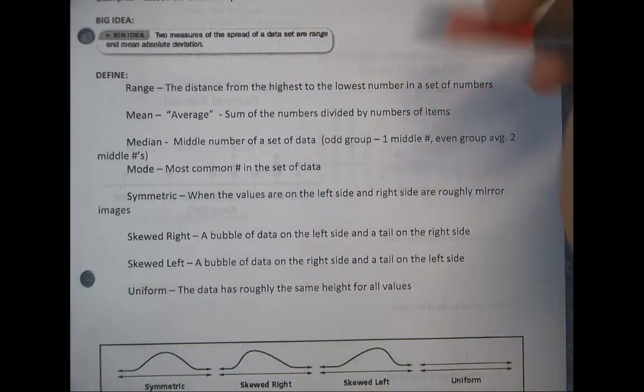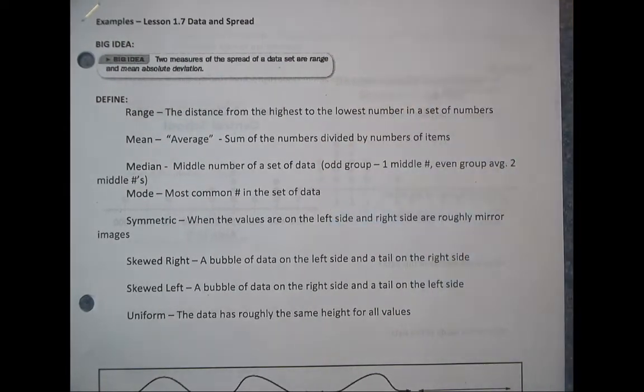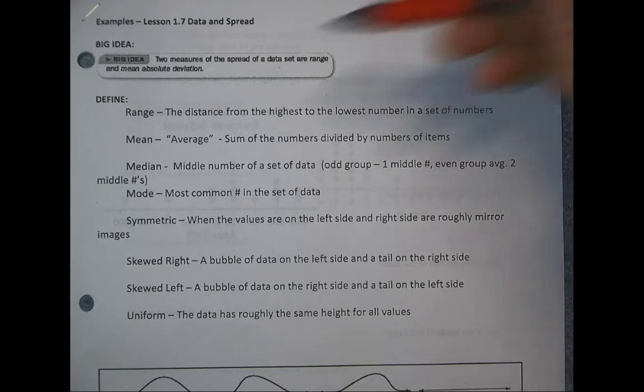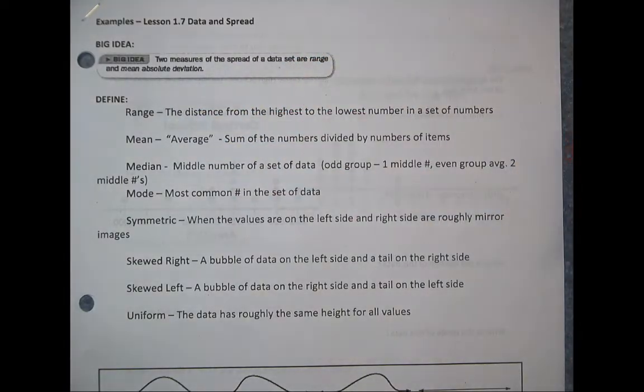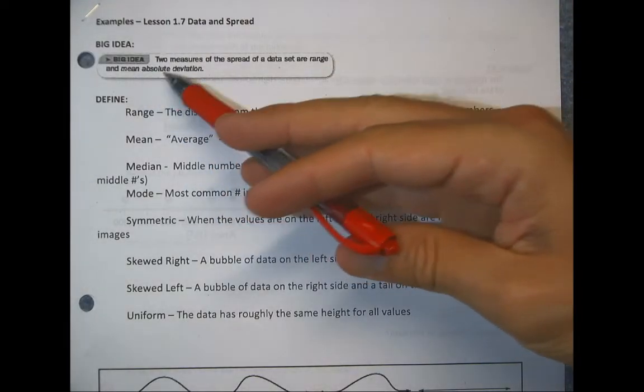So this is lesson 1.7 in your algebra book, talking about data and spread. We're going to look at some words you've seen before: range, mean, median, mode. And we're going to just dive a little deeper with those things than you have done in the past and look at some special ways of using it. One specifically is mean absolute deviation.